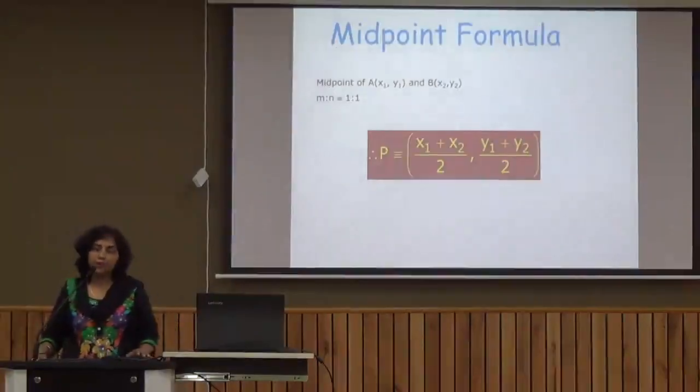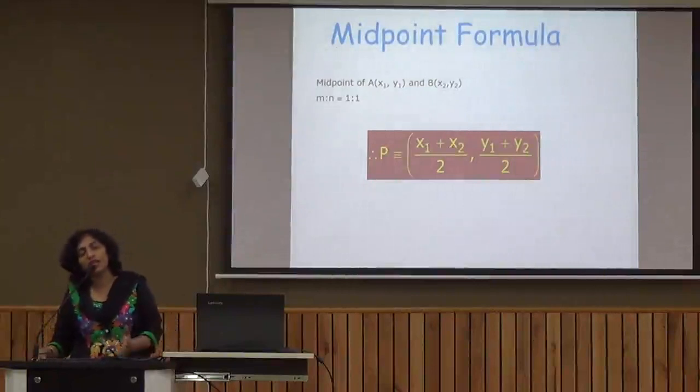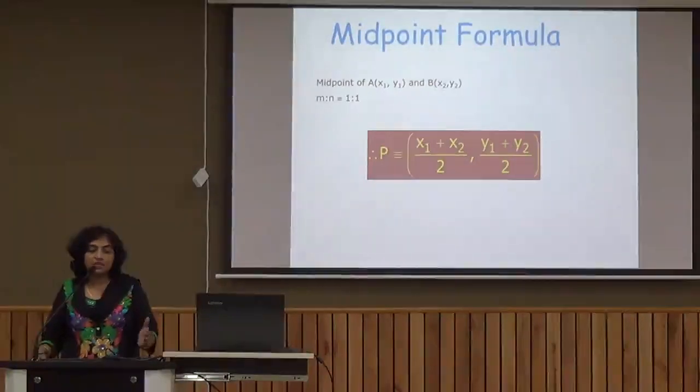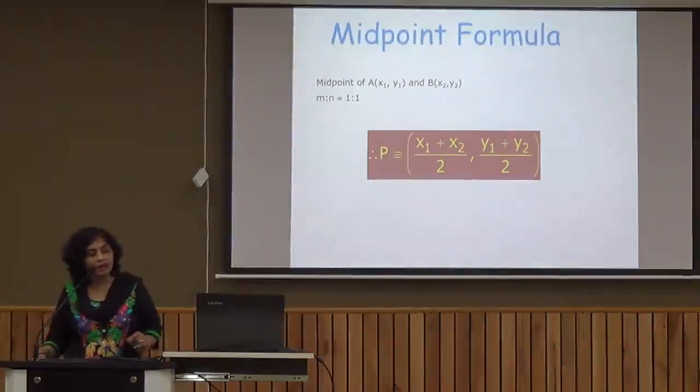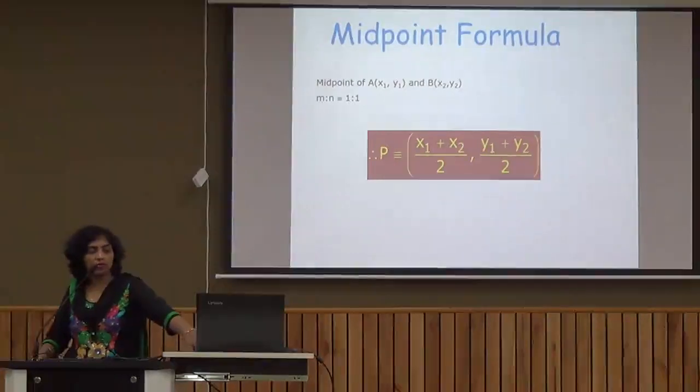Now we have got the midpoint formula. We are saying that the point is dividing in the ratio m is to n. Now if the point is dividing the line segment equally, then it is called a midpoint and the ratio will be 1 is to 1. So when we replace m and n by 1, we get coordinates of the point as x1 plus x2 upon 2 and y1 plus y2 upon 2.